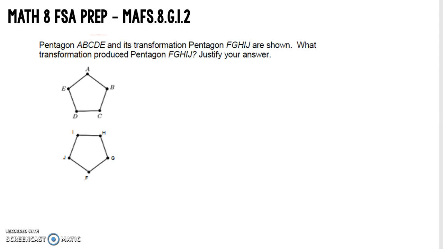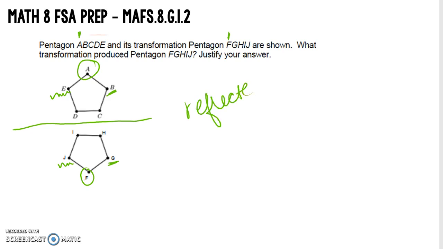Okay, so looking at pentagon ABCDE, it is transformed to pentagon FGHIJ. What transformation happened here? If we check out our corresponding parts, A should match up with F, B should match up with G, E should match up with J, and so on and so forth. So this would have been reflected.